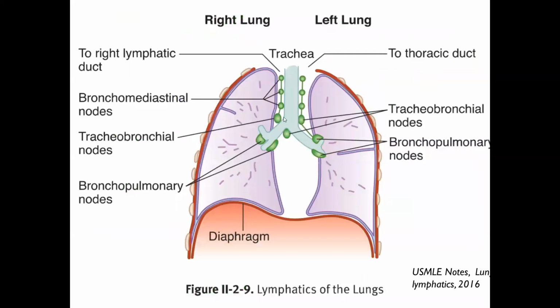To look at a diagram which makes it clearer, again here we see the same important groups of lymph nodes. The bronchopulmonary nodes located right here, and the tracheobronchial lymph nodes at the point where the trachea bifurcates into the main bronchi, and the bronchomediastinal or paratracheal lymph nodes, which are found on either side of the trachea.